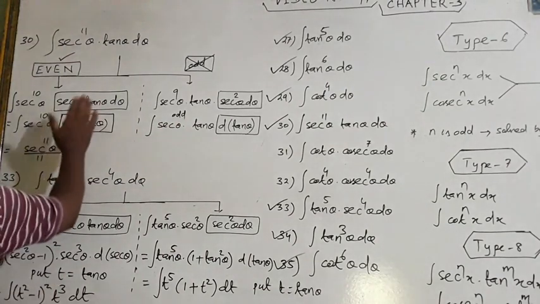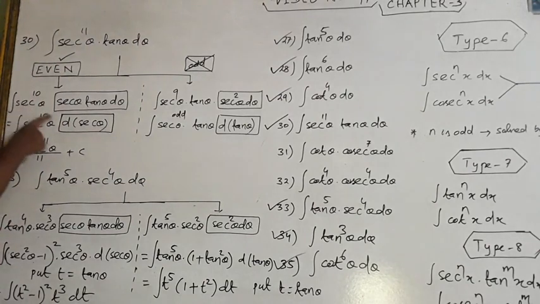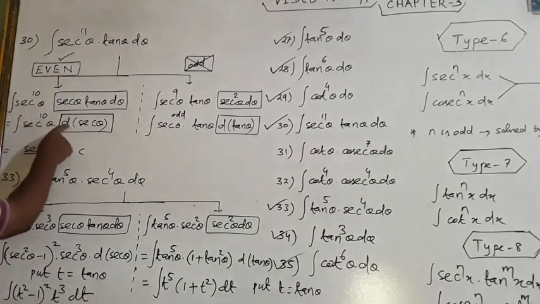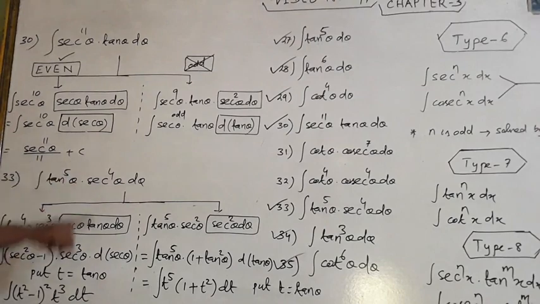Look at here, it is sec theta tan theta d theta. If it is sec theta tan theta, then it is sec power 10 d theta. It is derivative of sec theta. It is sec power 10, meaning here sec theta, here sec theta. So what will be the formula? Whatever the power n, its derivative. It is 1 by 11 sec power 11.